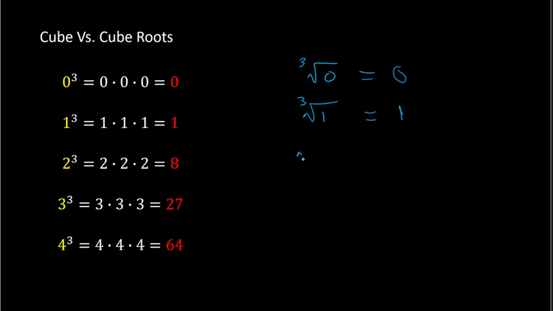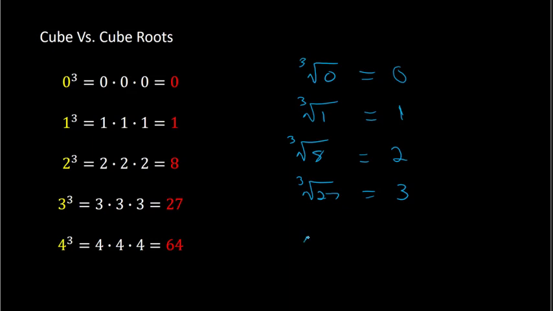Now what about the cube root of 8? This means what number cubed gives me 8. So what number multiplied 3 times gives me 8? Well, that's going to be the number 2. We see that right here. Now what about the cube root of 27? This is asking what number cubed gives me 27. We see here it is 3, because 3 cubed, or 3 times 3 times 3, is 27.